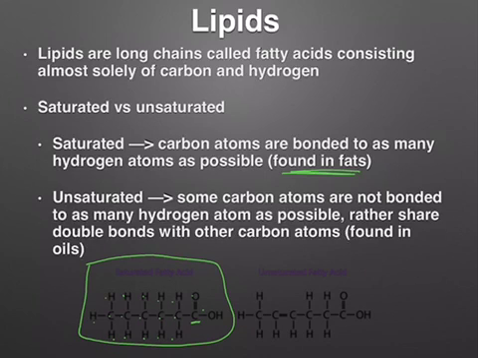Unsaturated fatty acids will usually have what we call a double bond between 2 carbons. So these carbons aren't bonded to as many hydrogens as possible. And this double bond makes the overall structure have a little bend to it. This prevents it from solidifying, and these are found in oils.